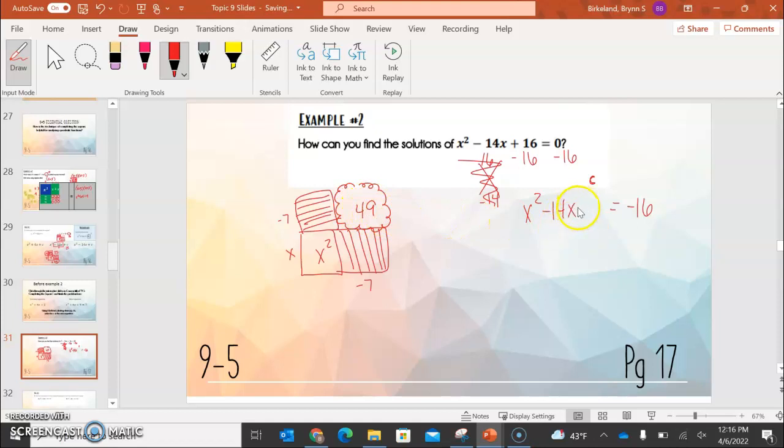So I would like to make this perfect square on the left by adding a 49. But since we're solving, if we add it to one side, we have to add it to the other. So I'm left with x squared minus 14x plus 49 equals 33. Now we're going to rewrite this standard form that we put here on the left.